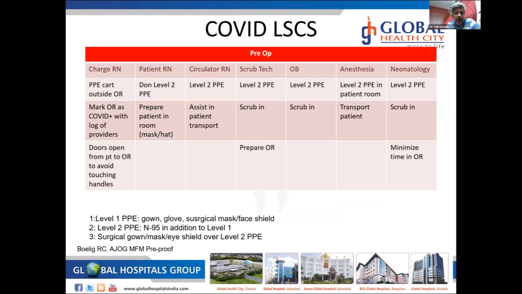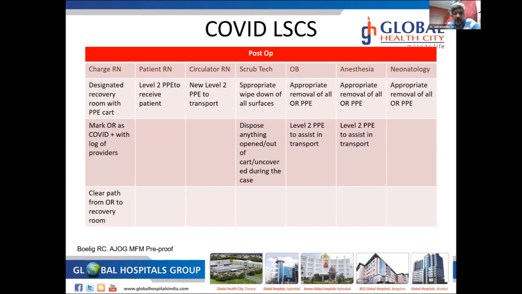Level 1 would be a gown, glove, surgical mask, and a face shield. Level 2 would be an N95 in addition to that. So this would be for a pre-op, this is for intra-op, and this is for post-op. I'll let you go through these slides at leisure.